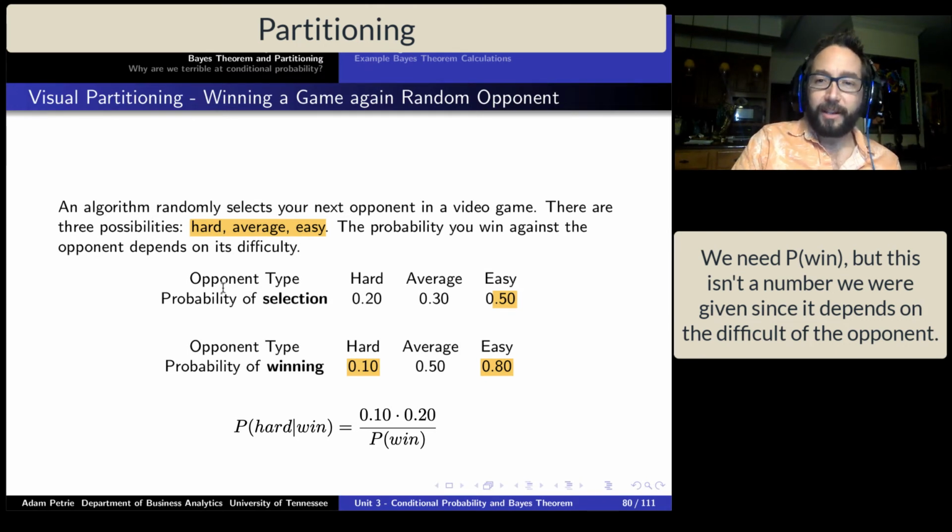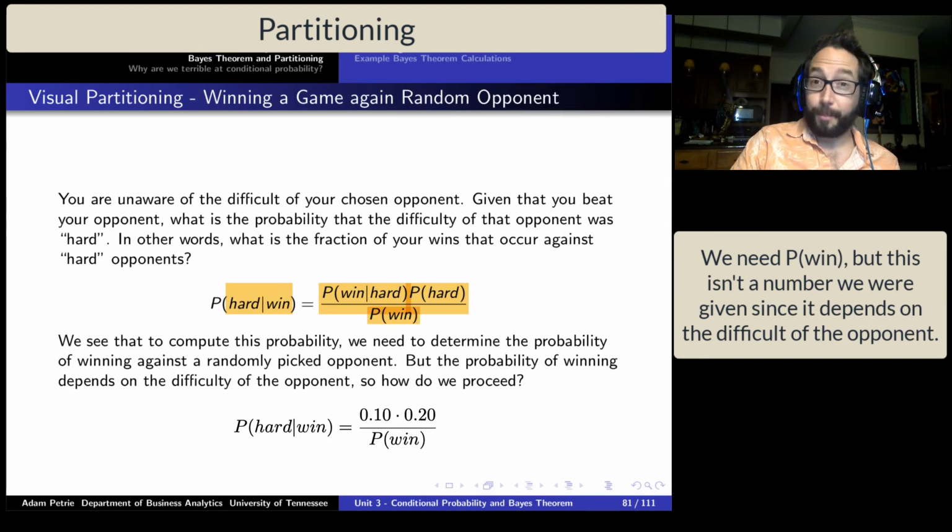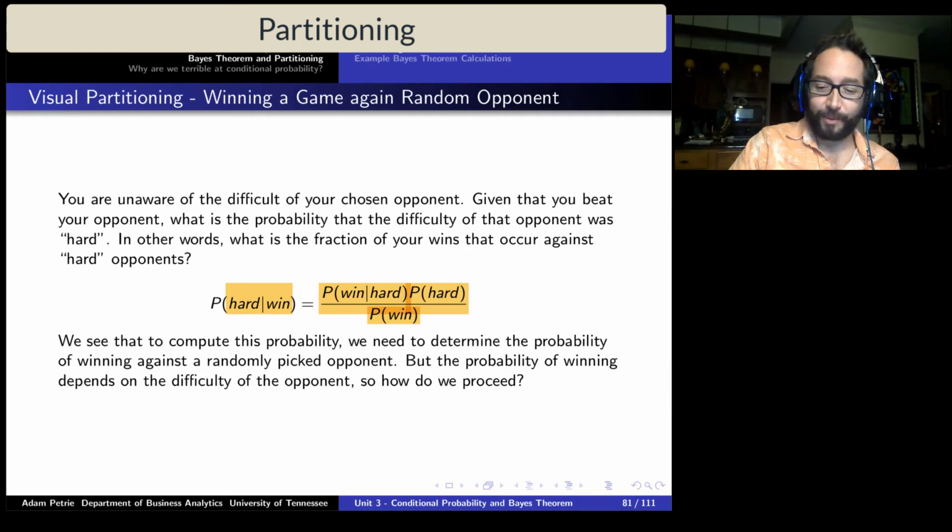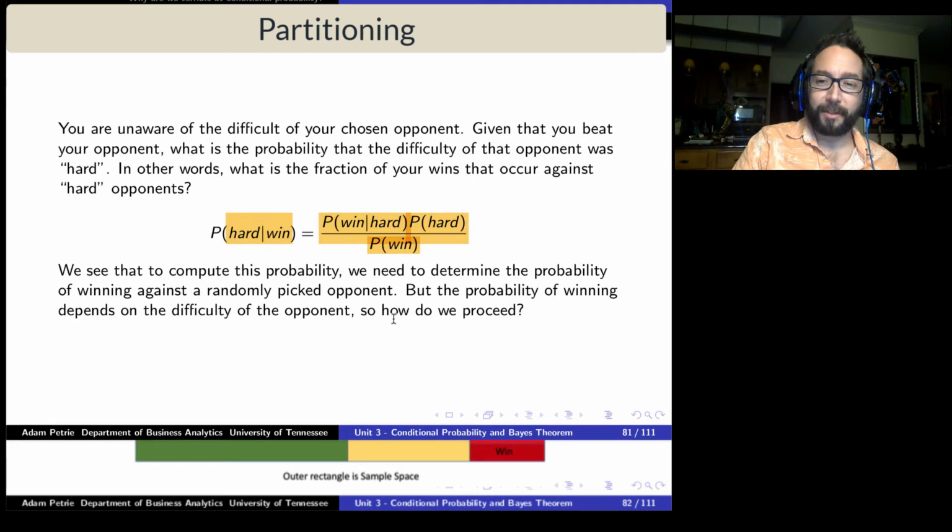And so here's going to be a useful trick that we can use in order to get that denominator. It's going to be called partitioning, and that makes sense once we learn what it's doing. How can we try to get this probability of winning here?